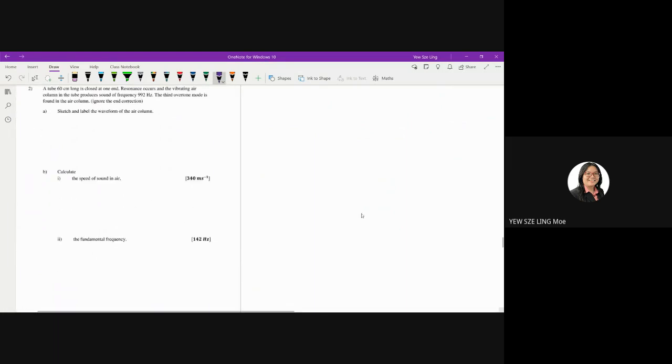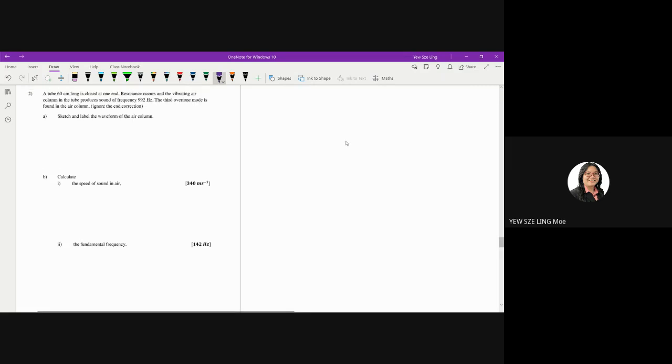Okay, question 2. Now you have a tube of 60 cm long, and if you look at the question, this is what I told you just now. Sometimes questions will just mention closed at one end. Okay, a tube closed at one end. This is a closed-end air column. So resonance occurs and the vibrating air column in the tube produces sound of a frequency 992 hertz.